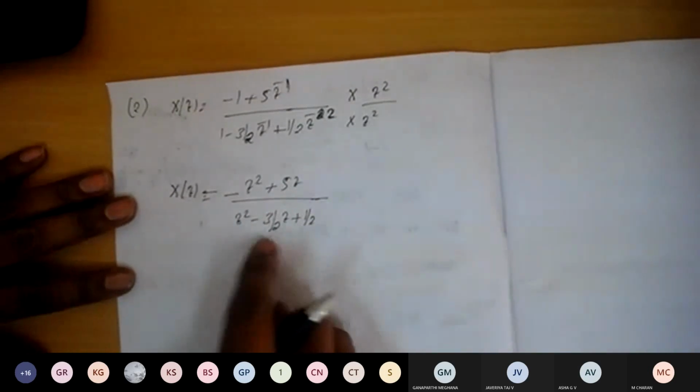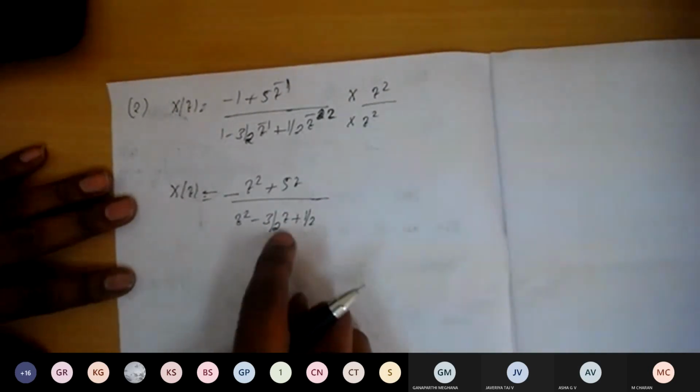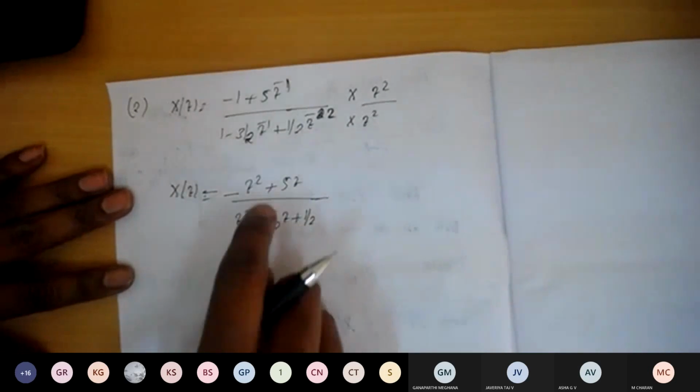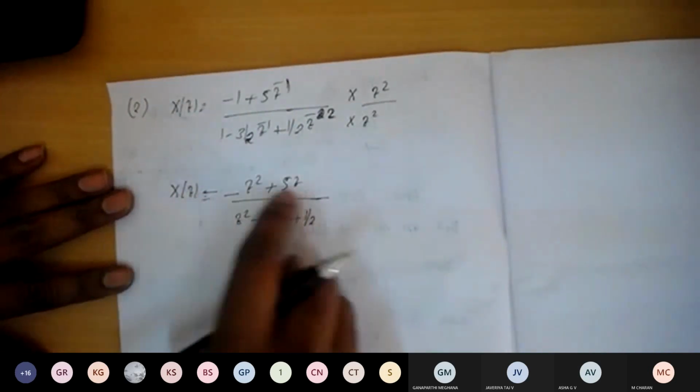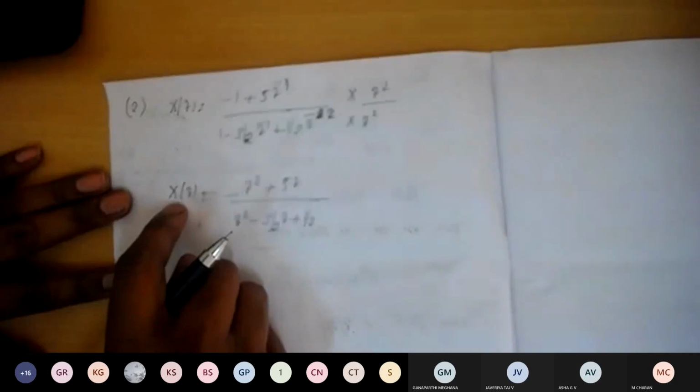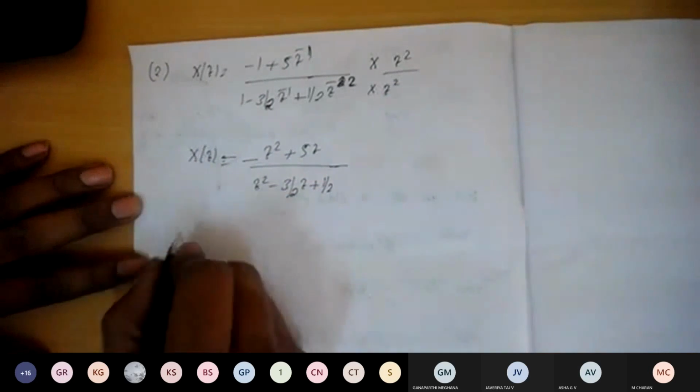So now we need to factorize this. This is a quadratic expression, and we need to factorize it. What we should do is take z common from the numerator and convert this into the form of X of z by z.